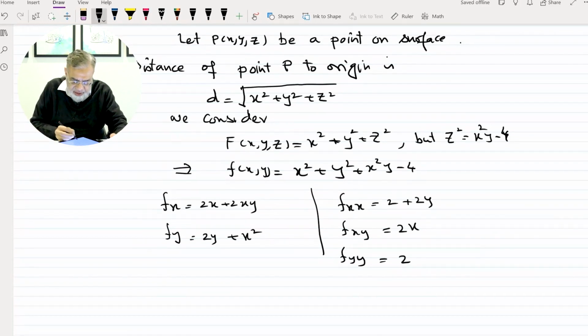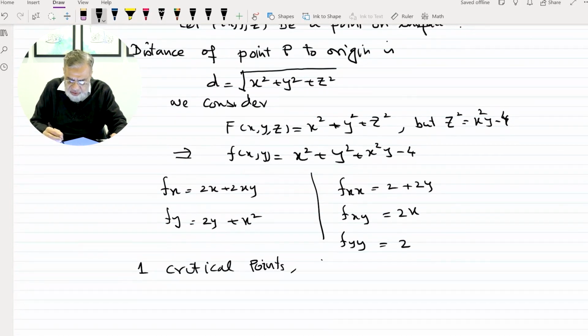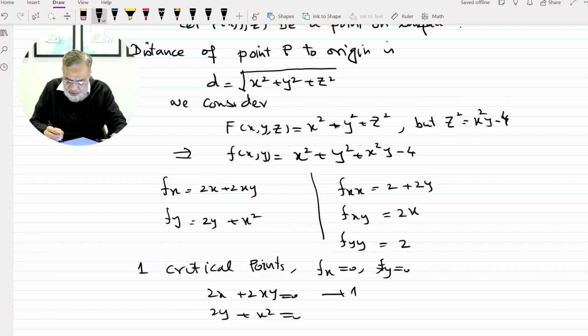Now, number one, I'm just going to discuss my critical points. To find the critical points, we find the gradient equal to 0, and the gradient equal to 0 means the first partial derivatives equal to 0. That's f_x equal to 0, and we put f_y equal to 0, and get two equations and solve them. So we get here 2x plus 2xy equal to 0. This is my equation 1. And I have 2y plus x square equal to 0. This is my equation 2. So we have these two equations.